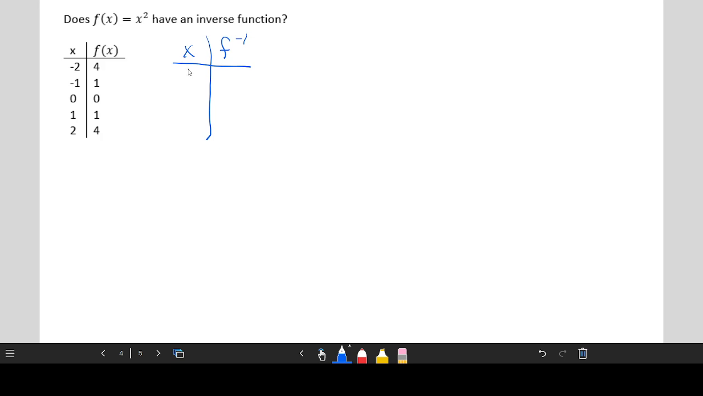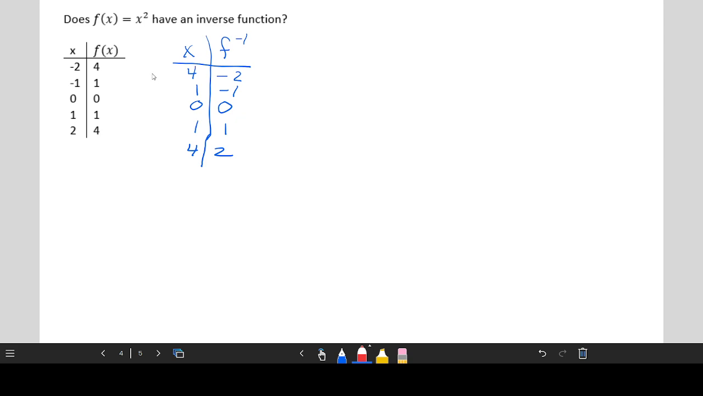So if we switch the coordinates of the first point, we get 4, -2. Second point becomes 1, -1. Third point is 0, 0. Next point is 1, 1. And then we'll have 4, 2. So, does that second table represent a function?